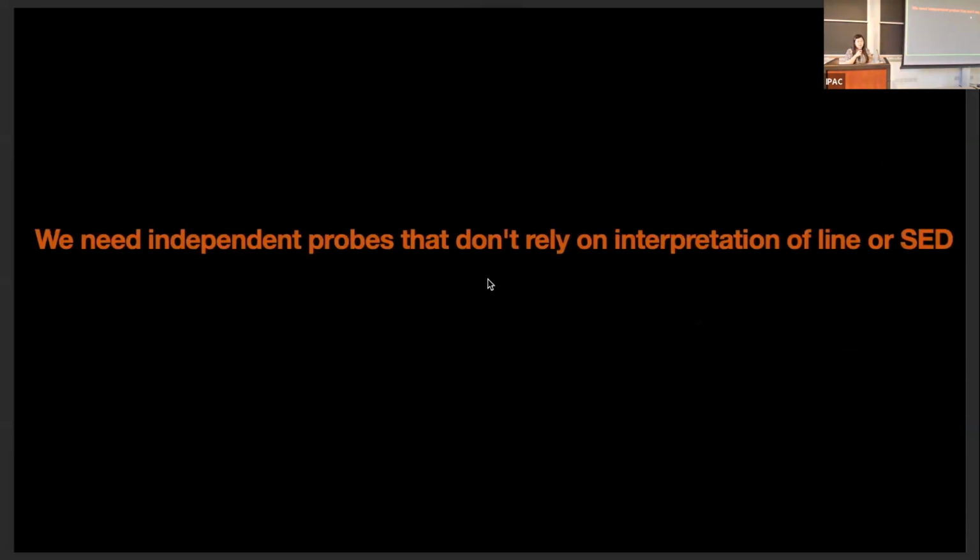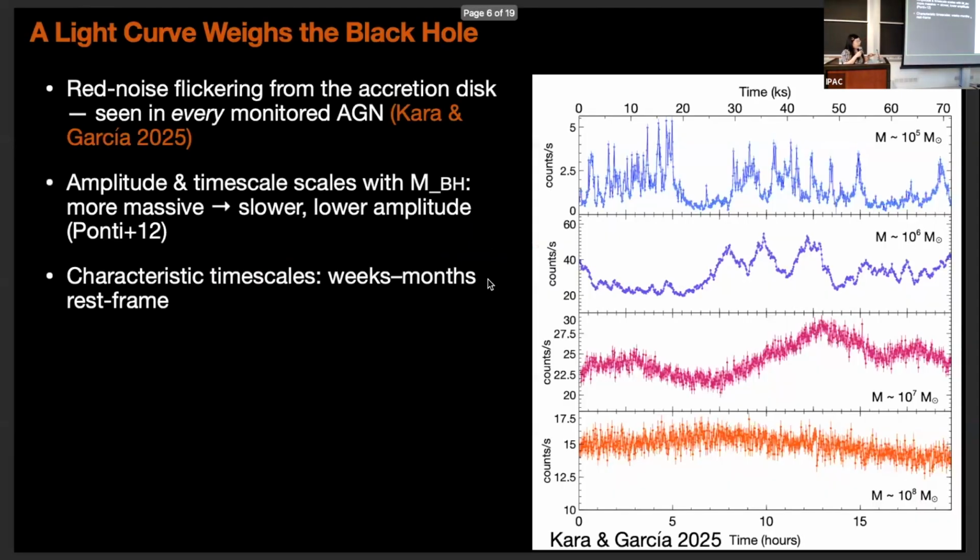This suggests that we need some independent probe that doesn't rely on the interpretation of lines or SED at all. And variability is such a probe. In every massive black hole that we have ever monitored, we saw them flickering. The massive black hole flickers slower and shallower, while the small black hole flickers harder and quicker. So we can characterize the light curve itself to get the black hole mass with a calibration-free method.